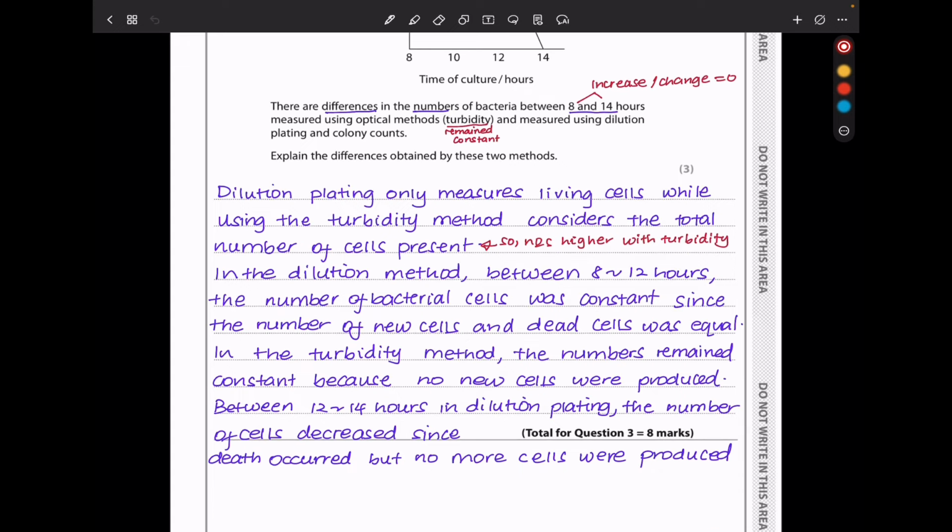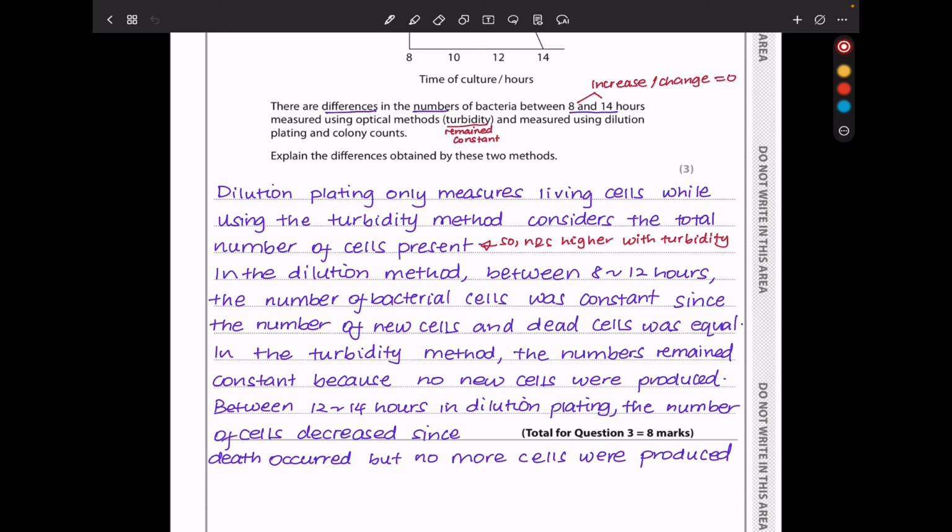So I said dilution plating only measures living cells, while the turbidity method considers the total number of cells present. In the dilution plating method, between 8 to 12 hours, the number of bacterial cells was constant since the number of new cells and the dead cells was equal. In the turbidity method, the numbers remained constant because no new cells were produced.